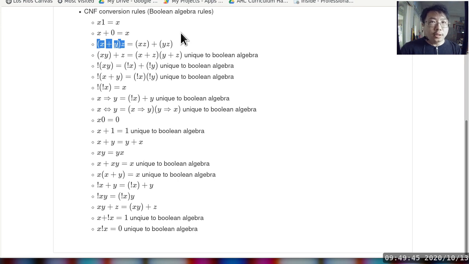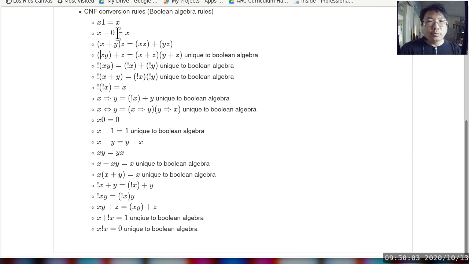Generally, that is not the case when you convert something into CNF, but occasionally you might find it useful. And you can also apply factoring here as well. When you see this, then you can factor it into something that looks like this. So it goes in both directions.